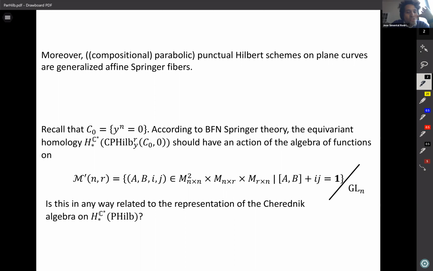And I don't know if this is in any way related to the representation of the full Cherednik algebra on the equivariant homology of PHilb. And you'll notice I didn't specify X or Y because it's not very clear to me what should be in here. My intuition tells me that it should be related. I just don't know exactly how.